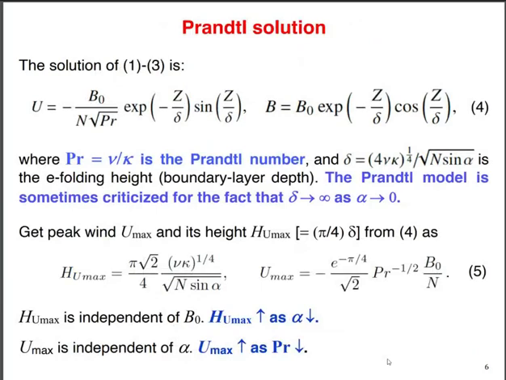And this is the Prandtl solution. So we've got a solution for U and a solution for B. And you can see where the slope normal coordinate comes in, and it's divided by delta, which is defined over here. Okay, so appearing in the solution, you'll see a Prandtl number, Pr, in the solution for U. Okay, and Prandtl number is defined to be the ratio of your viscosity to diffusivity. Nu over kappa is your Prandtl number.